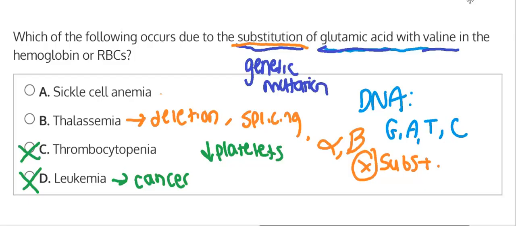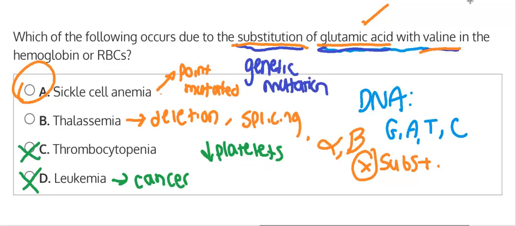However, sickle cell disease is a point mutation where a single base is substituted, just as we were describing before. And the substitution is with glutamic acid and valine. So sickle cell disease would be your correct choice because it is a genetic mutation involving substitution of glutamic acid and valine. Thalassemia would be different because it's inherited through deletion, so it's not the same type of genetic mutation.